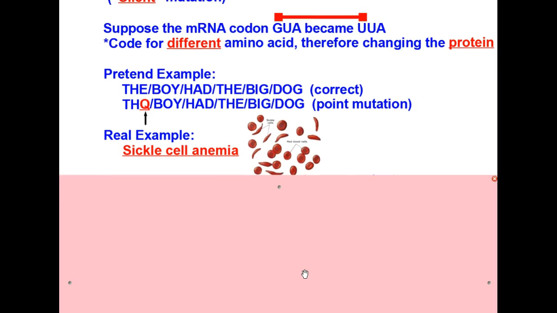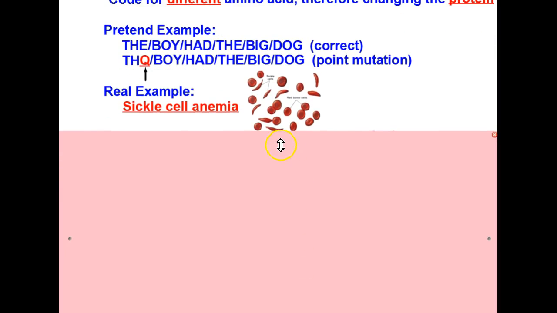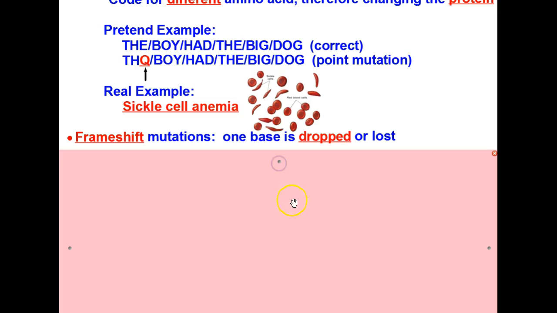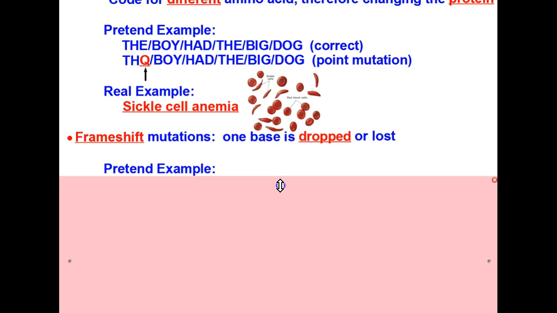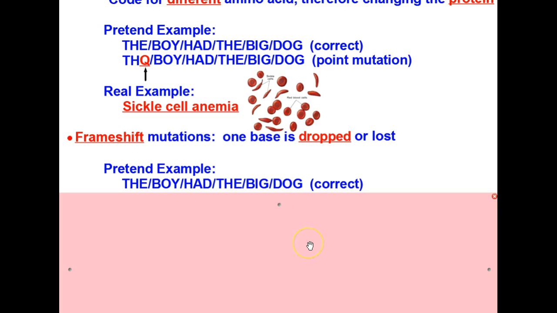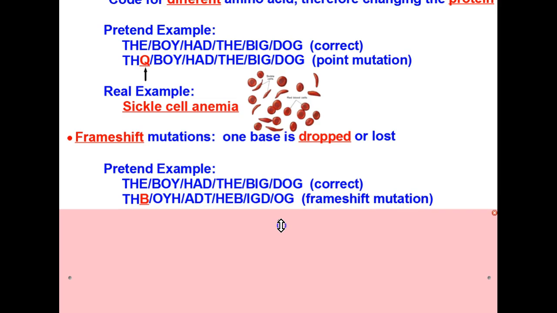Okay, another type of single base mutation is called a frameshift mutation. And this is one in which one base is dropped or lost. Look at our example again. The boy had the big dog. Now suppose the E got dropped. The E from the got dropped. So everything shifts to the left one.